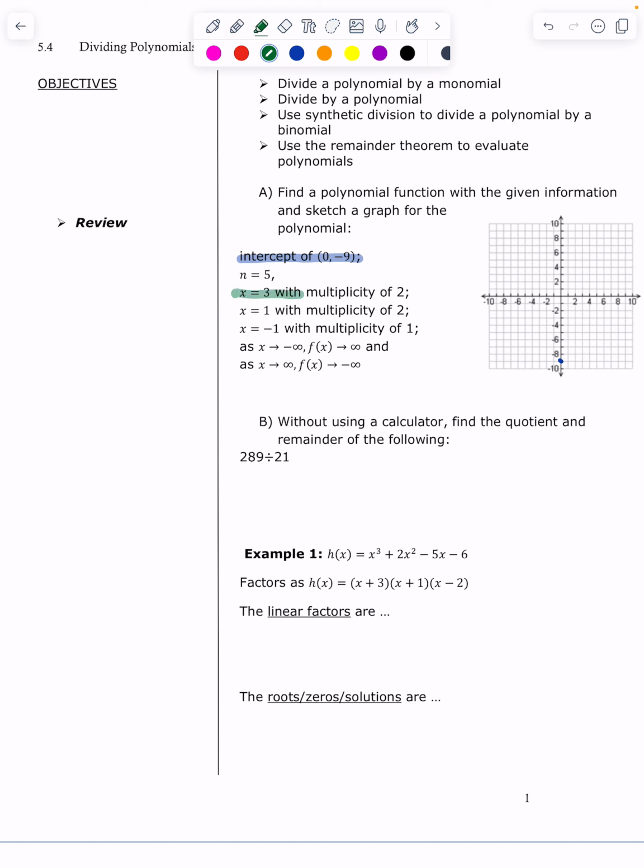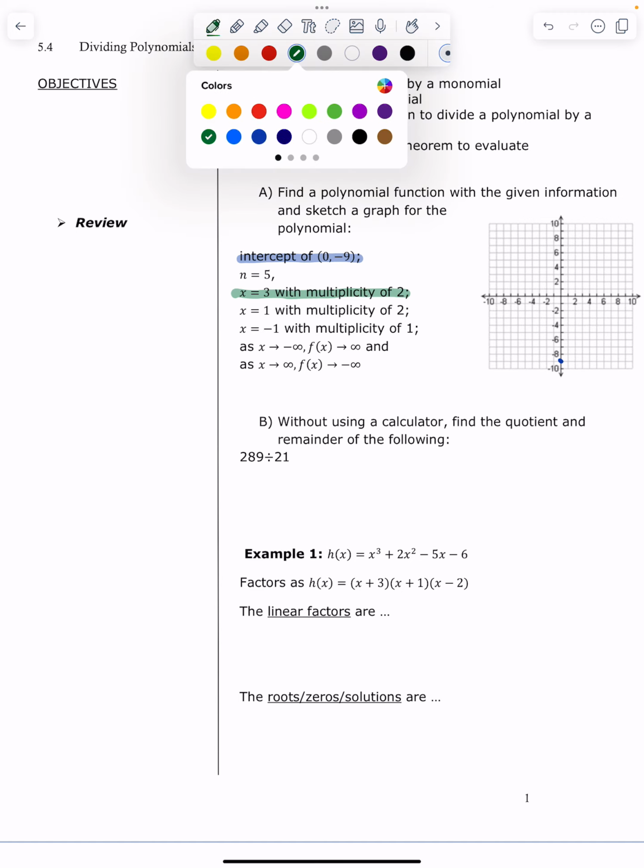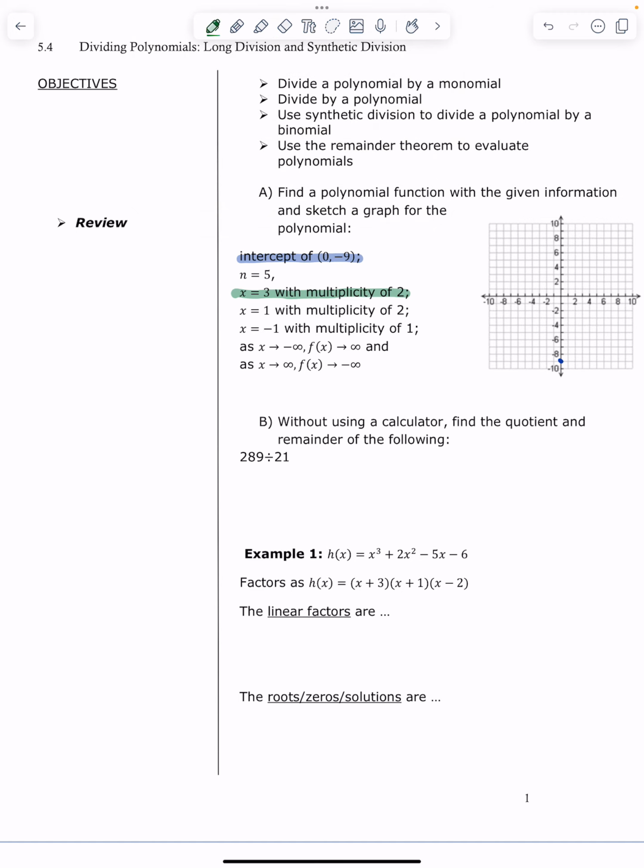So I've got a root at x = 3 with a multiplicity of 2. So there's my x = 3. I've got an x = 1 with a multiplicity of 2. And I have an x = -1 with a multiplicity of 1.